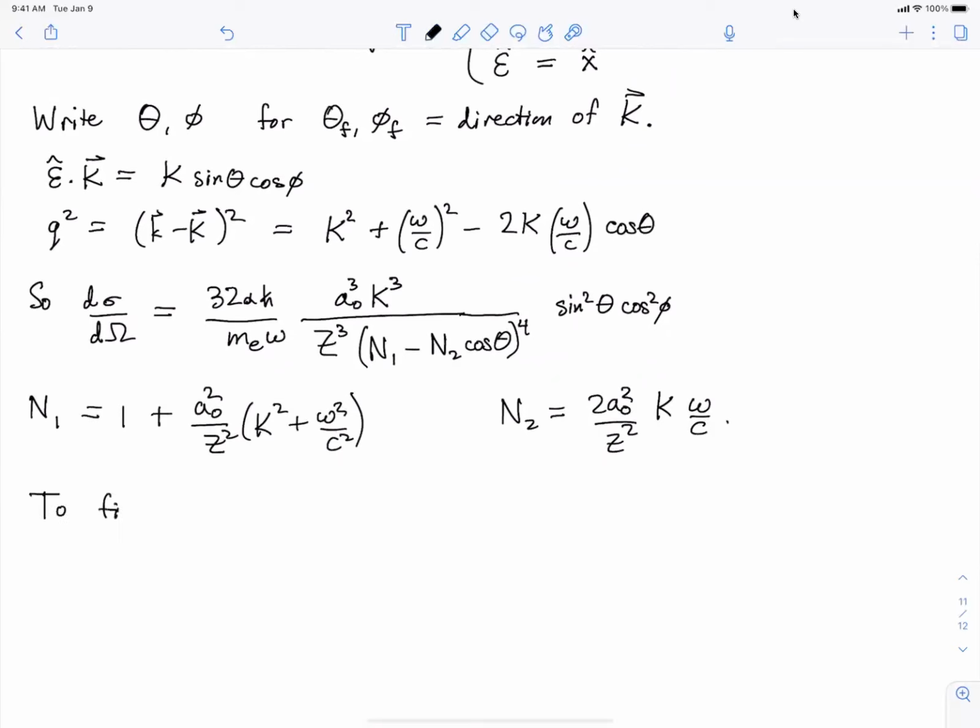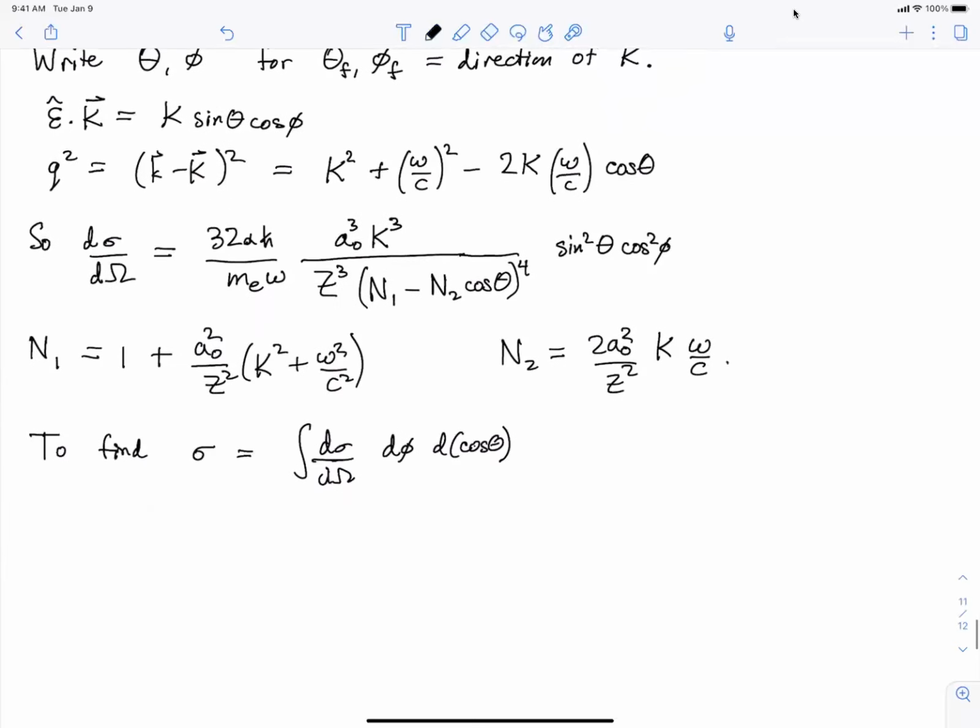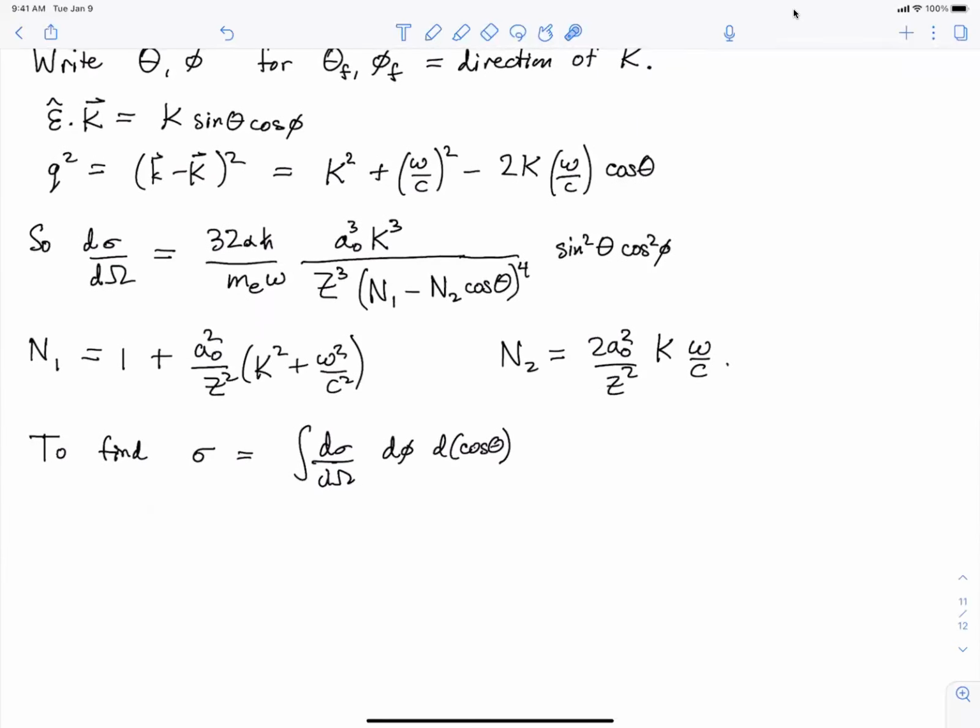So to find sigma, which we're going to get by integrating d sigma by d omega with respect to phi and cosine theta. Okay, so now this thing actually depends on phi. We have to be a little bit careful here. There's the dependence on phi. And so that part of the integral is going to be 0 to 2 pi d phi cosine squared theta, cosine squared phi. That integral is just pi.